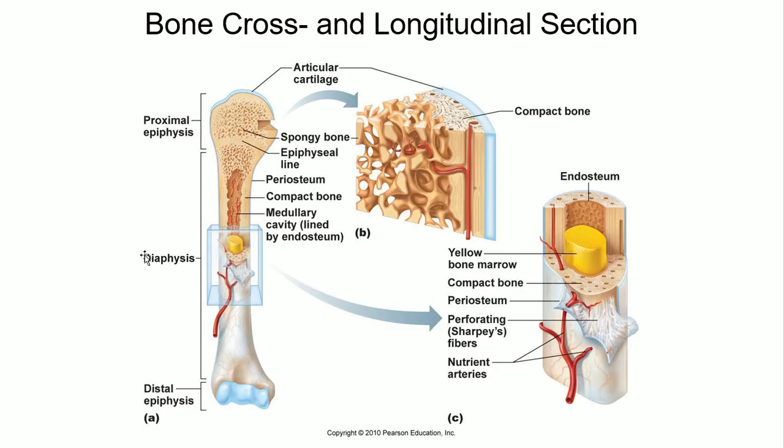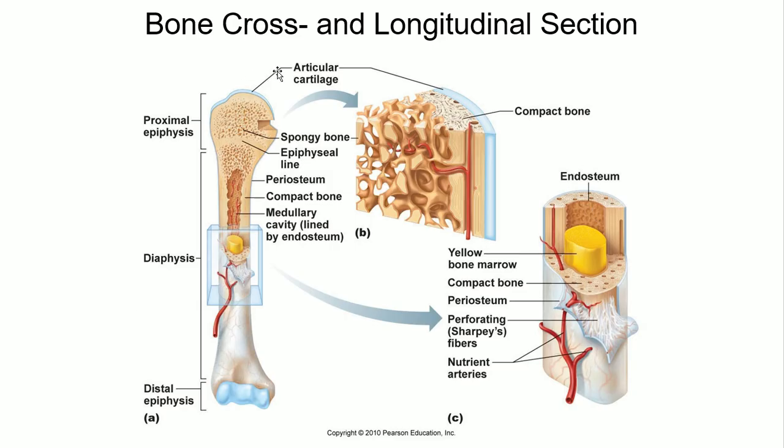And then the outside of the long bone is called the periosteum, the outside covering, essentially. It's a fibrous connective tissue that lines the outside of the bone. And then the inside lining is called the endosteum. So outside lining is the periosteum, inside lining is the endosteum.